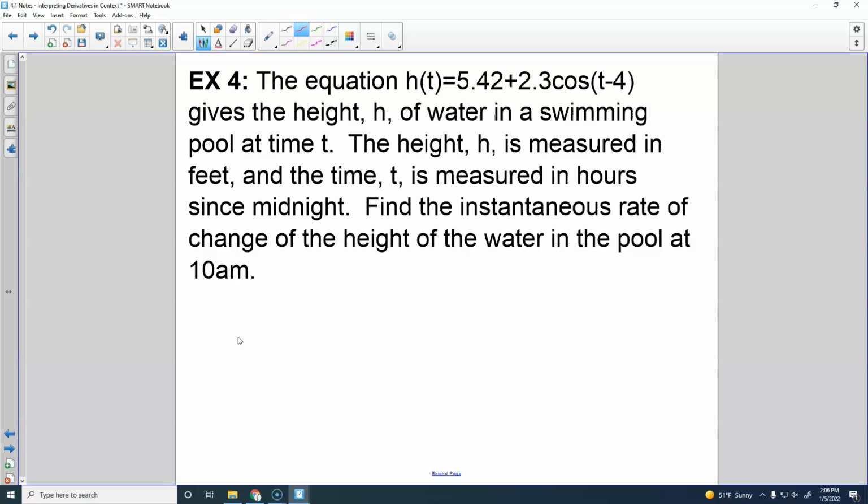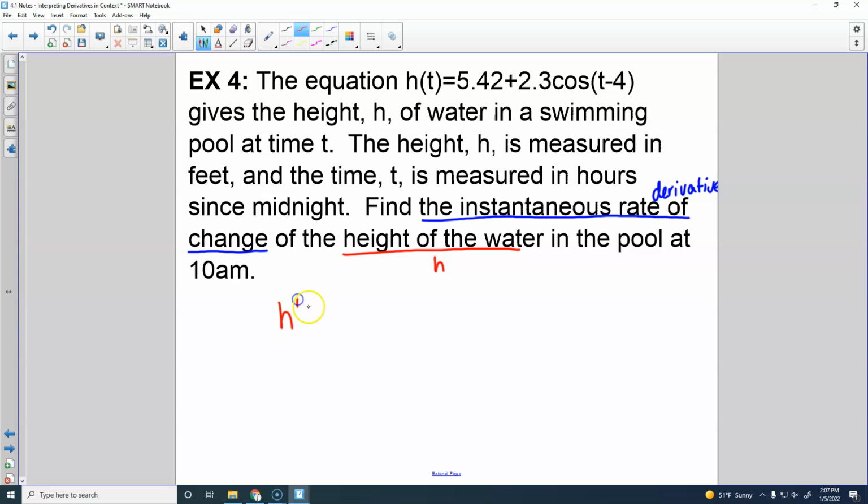Yeah, that's the problem, and that's what we're working on here. Let's look at the part where it tells us what we're finding. We're finding the instantaneous rate of change. So when we see instantaneous rate of change, what are we looking at? Derivative, right? So the derivative of what? The derivative of the height of the water. Height of the water is h. So we're finding the derivative of h at 10.